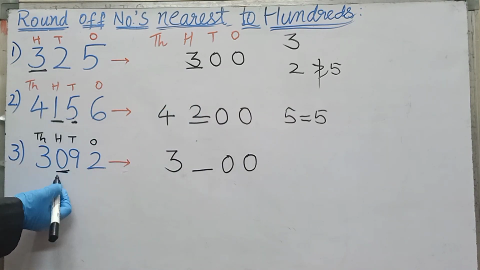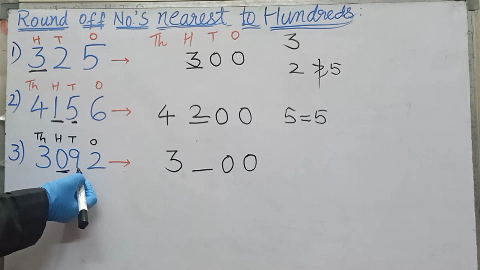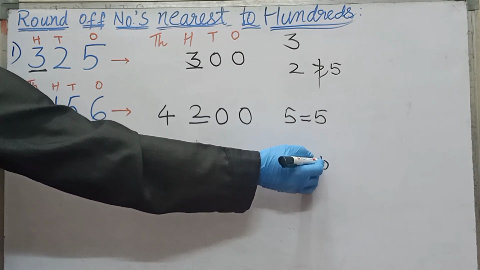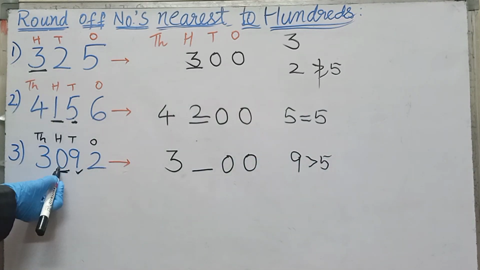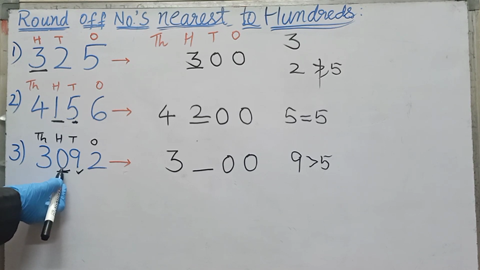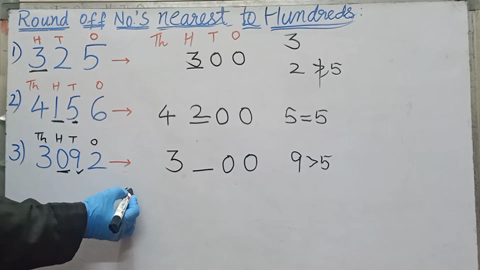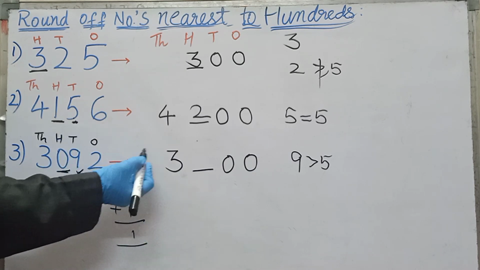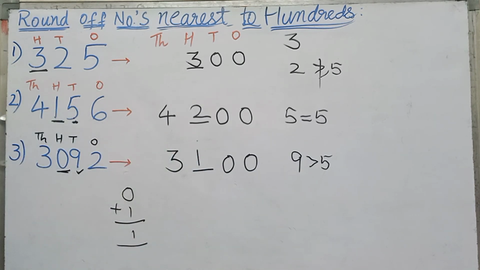Okay, now again, beside the number, that is the tens place number, is 9. So it is also greater than or equal to 5. So what we have to do, we have to add 1 in the hundreds place. Hundreds place number is 0, so we'll add 1. What we'll get? 1. That is the next number. Similarly, we can also round off numbers nearest to thousands place, 10,000s place, depending upon the question.